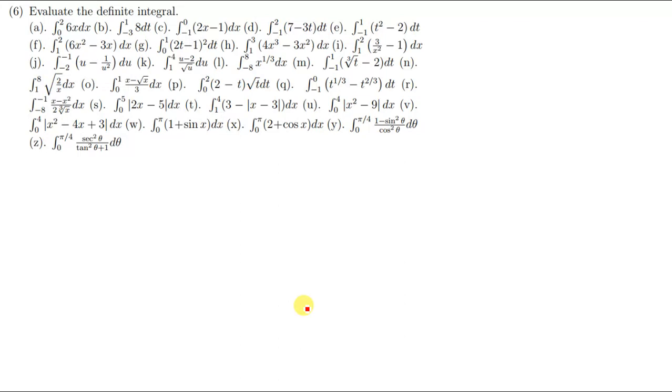So we have this question, which is asking us to evaluate the definite integrals. Looking at the number of questions, there are a lot, so I'm not going to solve all of them. I'll just pick random questions because the procedures are the same. The first question is the integral from 0 to 2 of 6x with respect to x.